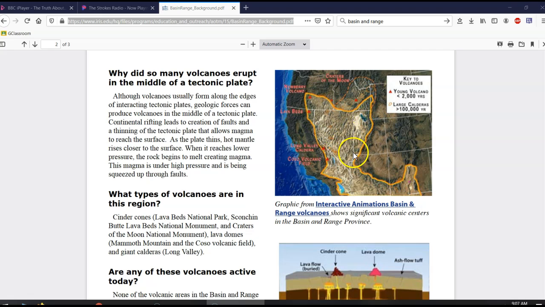But right here, where we have Yellowstone and all of these exciting volcanic activities, it's right in the middle of a plate, and that's weird. So that's why we're looking at this a little closer.